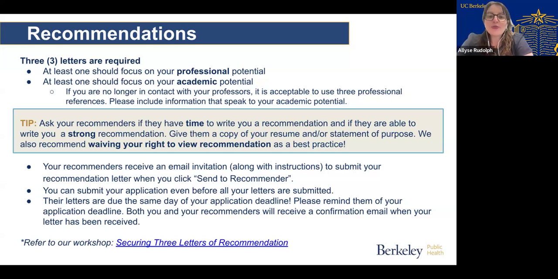All right. And then, we have the tip here, but we can never overstress this. It's so good to give your references as much time as possible and as much information as possible. So, give them ample time to write these letters, and provide them with as much information as you can about the program, about why you're applying, and about yourself.